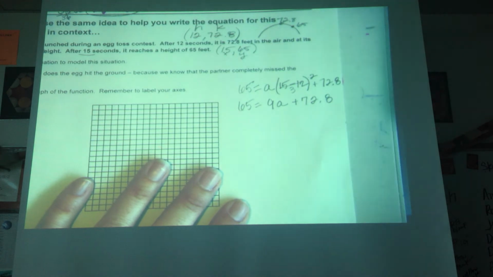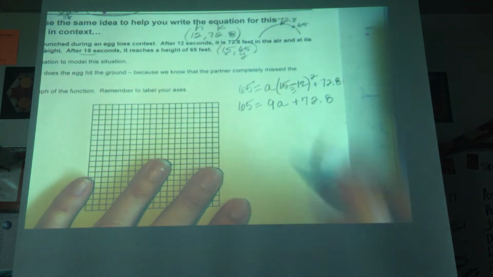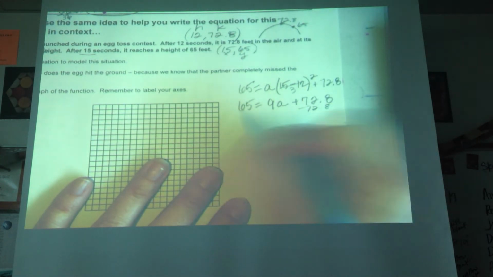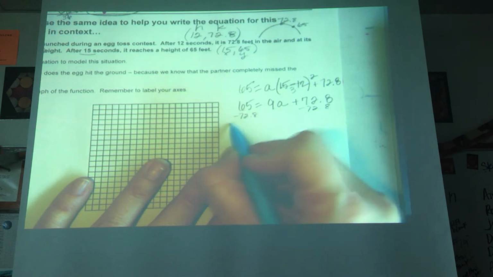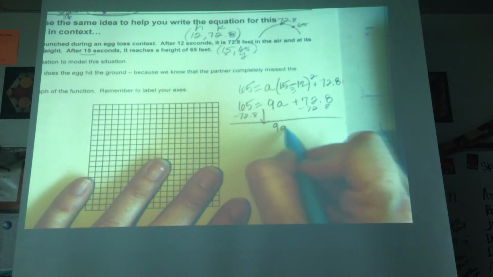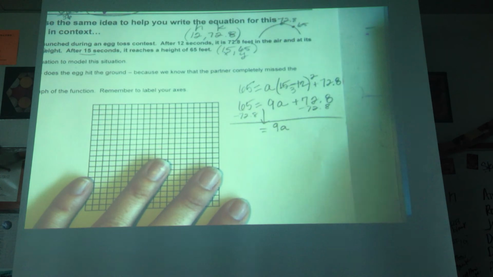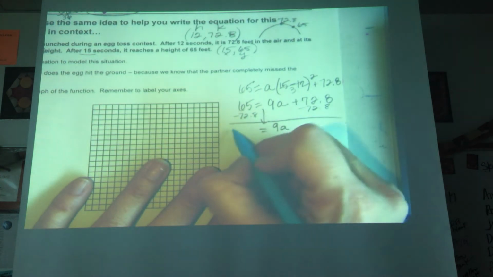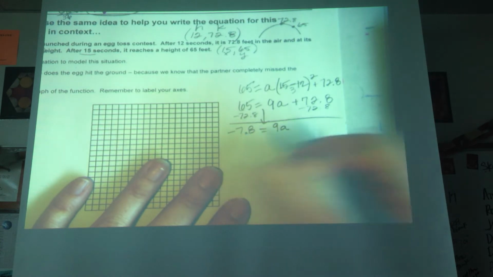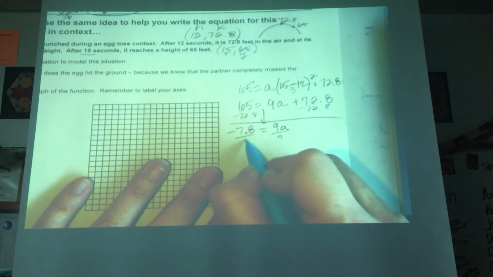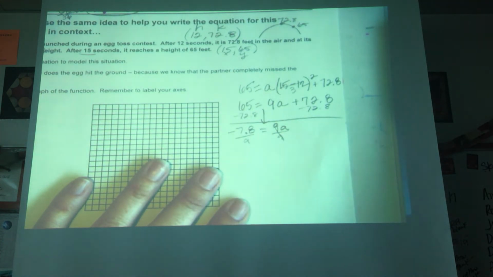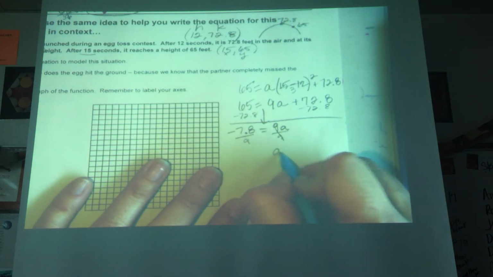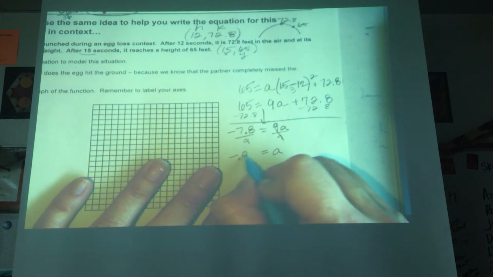If I do 65 minus 72.8, bring down my 9A and my equals. 65 minus 72.8 is equal to -7.8. I'm going to divide by 9 on both sides and find out that A is equal to -0.86.